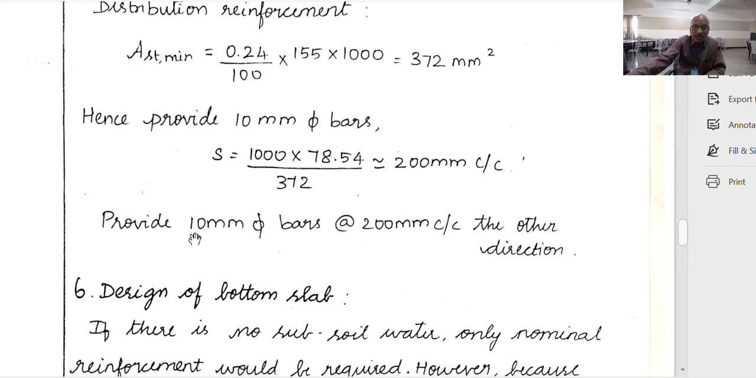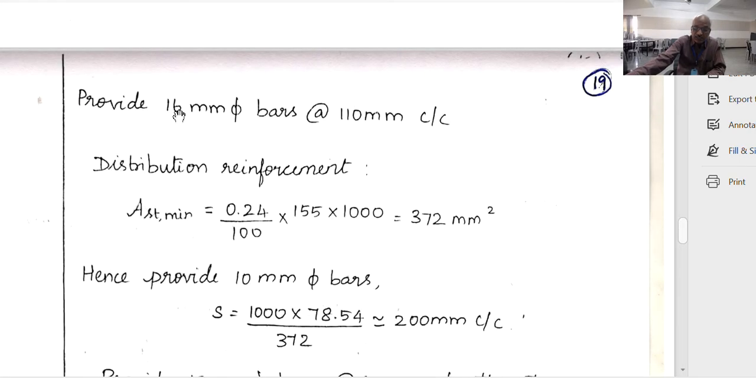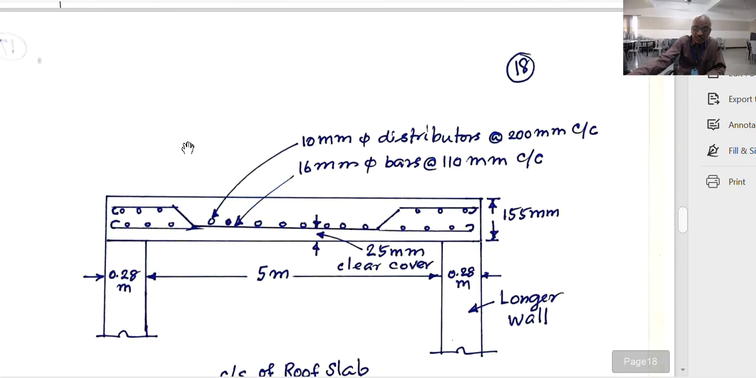Distribution steel is 10 mm diameter bars at 200 mm center to center. Main bars 16 mm diameter at 110 mm center to center. The main reinforcement will be provided along the shorter span direction at the bottom. So this is the reinforcement detail. This line is the main reinforcement, 16 mm diameter bars at 110 mm center to center. Then on top of which we have distribution steel, 10 mm diameter bars at 200 mm center to center.